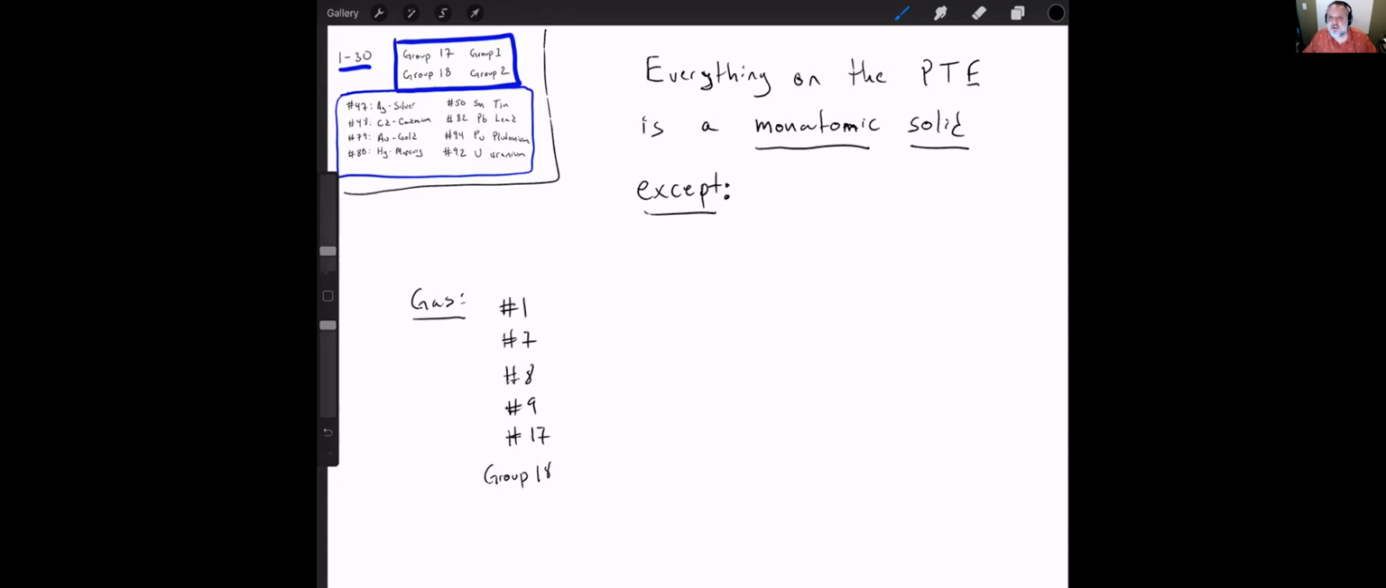It's an interesting subject, but at the end of the day, we think that there will be some heavy elements that might be stable enough for us to isolate for a minute or two. Okay, what else is a gas? Number 1, number 7, number 8, number 9, number 17, and the noble gases. And that's it. That's it. So what are liquids?